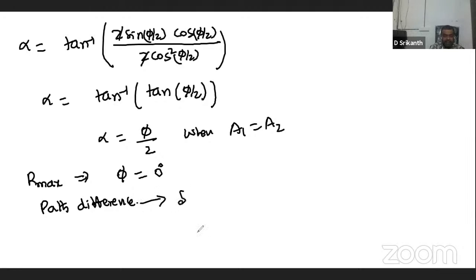Path difference is indicated by delta. It is defined as the path traveled by light rays, two or more, either reflected light rays or refracted light rays, or one light ray is reflected and one light ray is refracted.